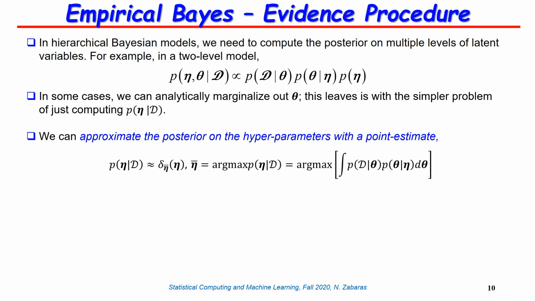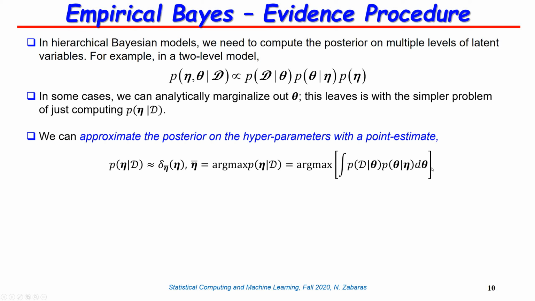And you remember when we were doing a MAP estimate, a very sensible point estimate to use would be to find the MAP estimate for the parameters eta. So literally what I have in this equation, I am taking the posterior on eta and approximating it with a delta function that is centered at the MAP estimate. And the MAP estimate is P of eta given my data.